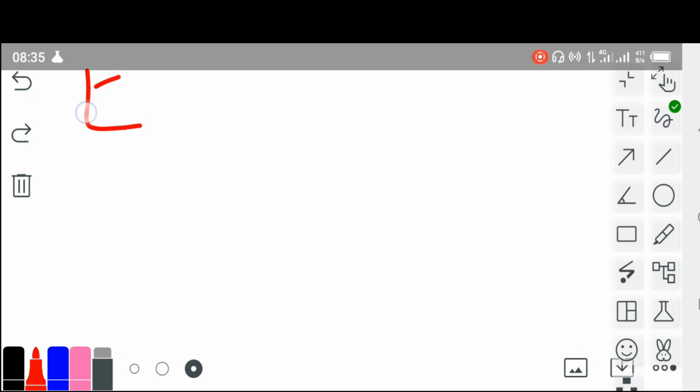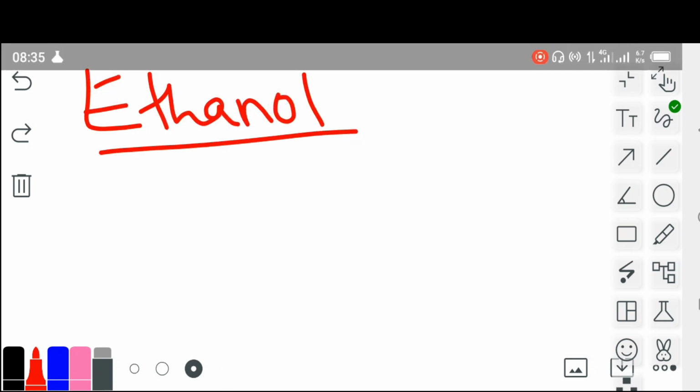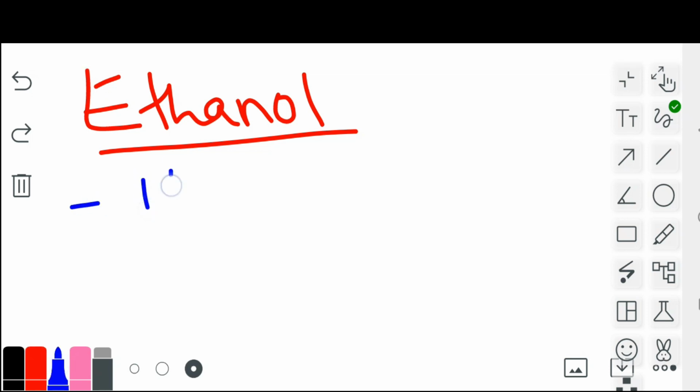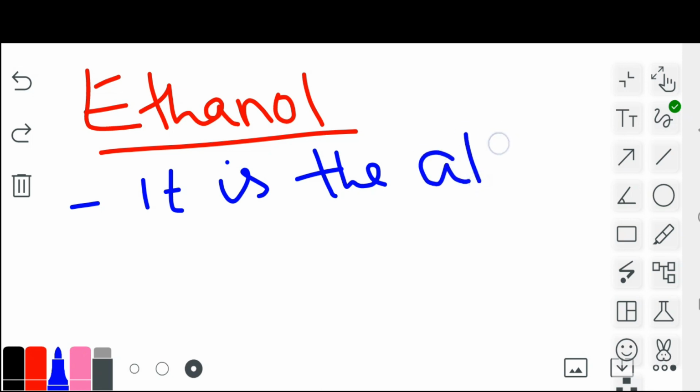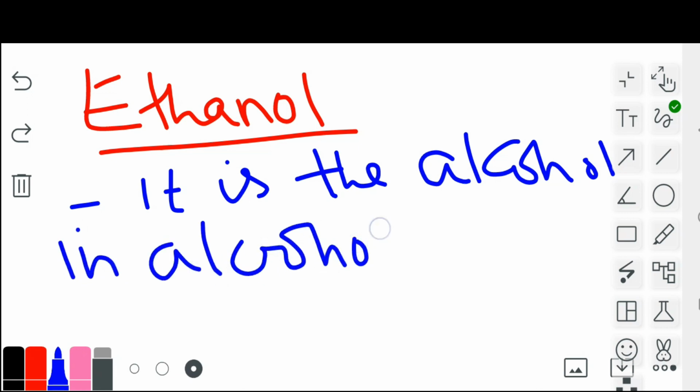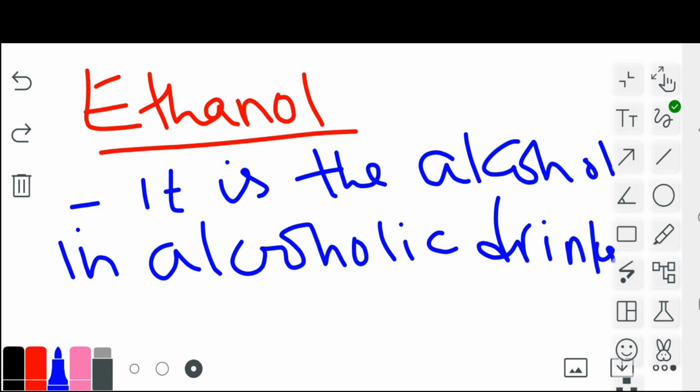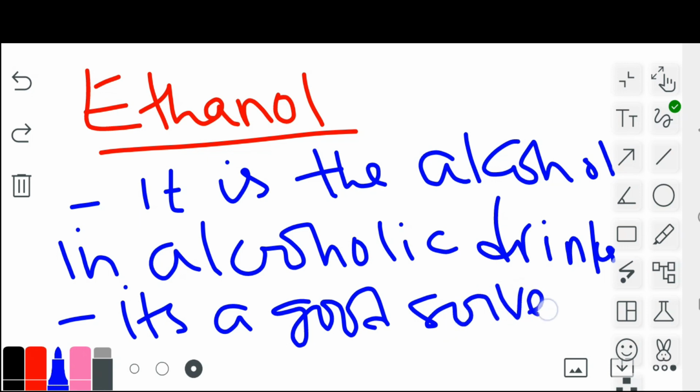Now, there is an important aspect of ethanol. About ethanol, it is the alcohol in most alcoholic drinks. Then, it's a good solvent, meaning most things dissolve into ethanol. It dissolves many substances that do not dissolve in water.